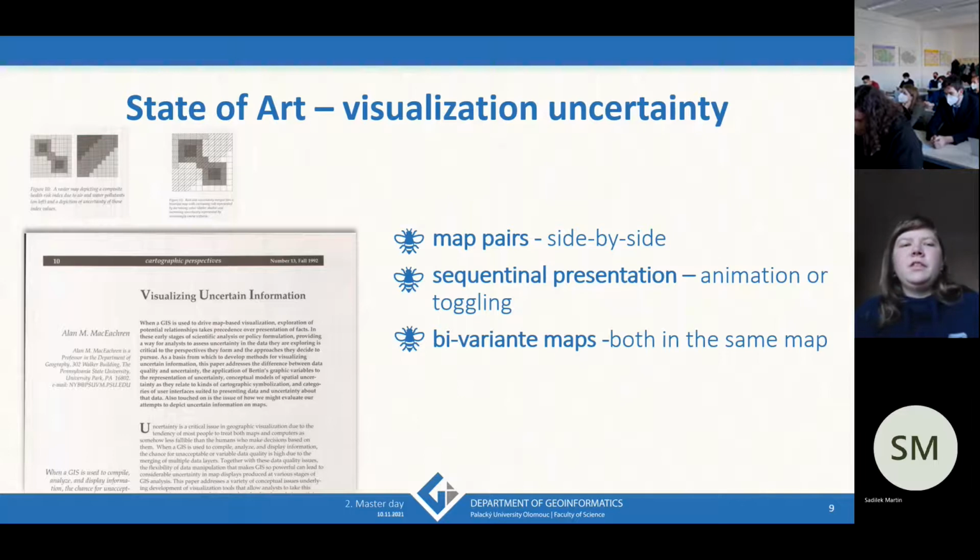So from the state of the art, almost all the articles about visualization of uncertainty come back to this one from Van der Wel, which divides uncertainty maps into 3 categories: map pairs, sequential presentation, and bivariate maps.